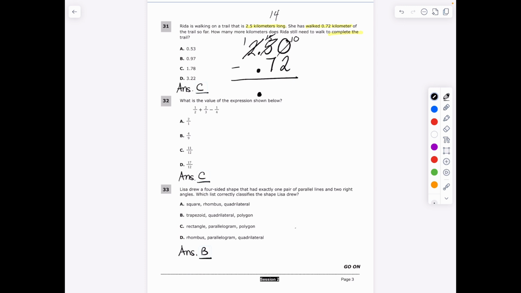And now I have enough. 10 minus 2 is 8. 14 minus 7 is 7. And 1 minus 0 is 1. So I get 1 and 78 hundredths.